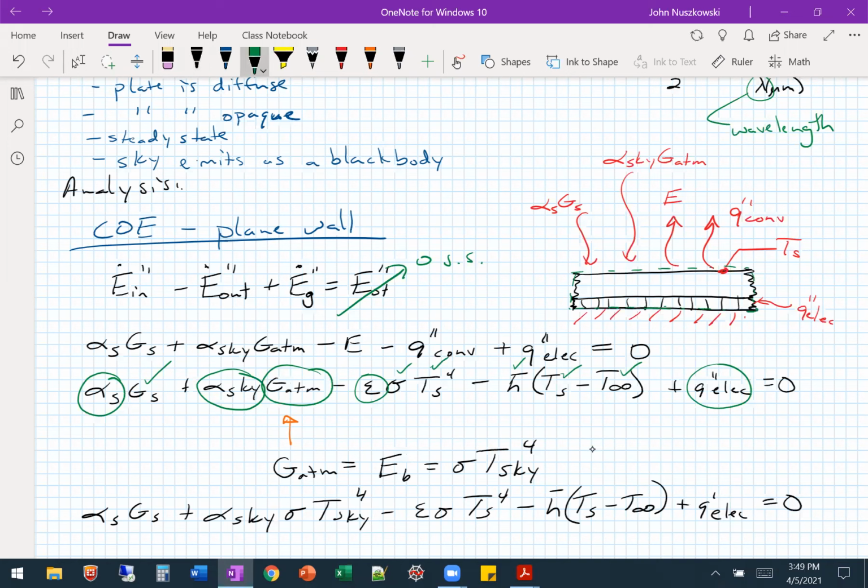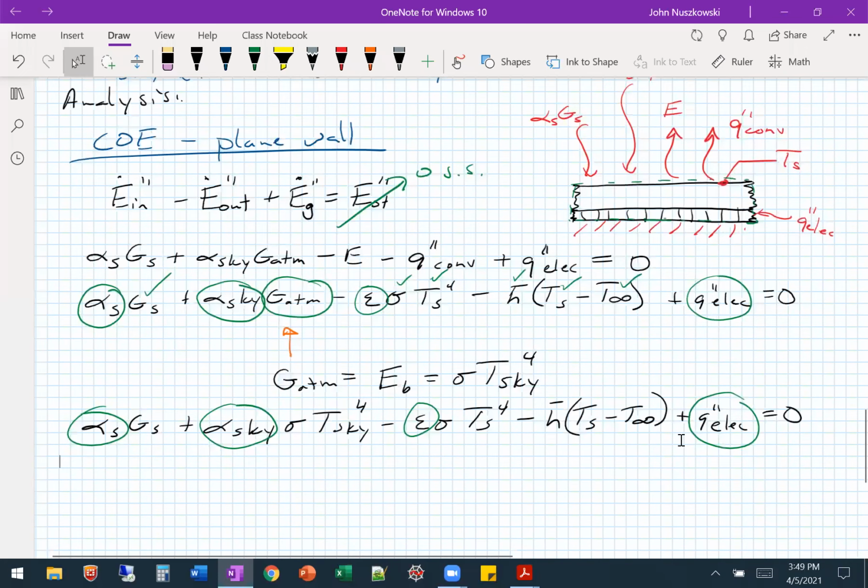So ultimately, we're trying to get this. We still need emissivity, the absorptivity of the sky's irradiation, and the absorptivity of the solar irradiation. So what can we do with those unknowns, right? Is there anything we can assume to help us at least with two of these three that we're ultimately trying to find?